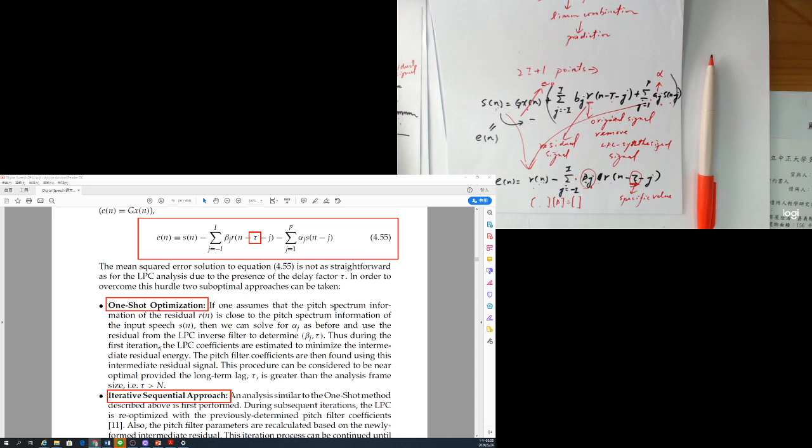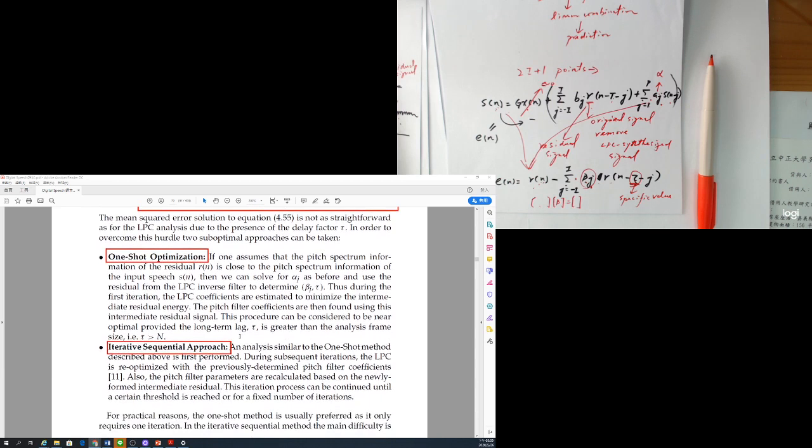So we get the residual. After going through the LPC inverse filter, later on we determine beta and tau. This we call the first iteration. It is step by step: first we compute the LPC coefficients, and then we remove the LPC information, and then we try to estimate beta and tau.